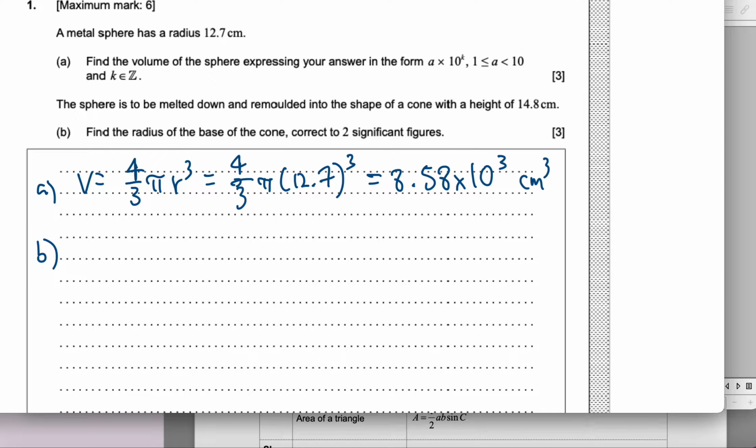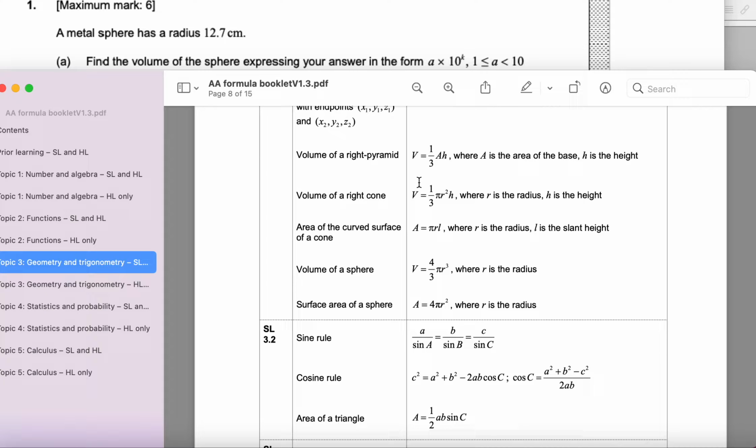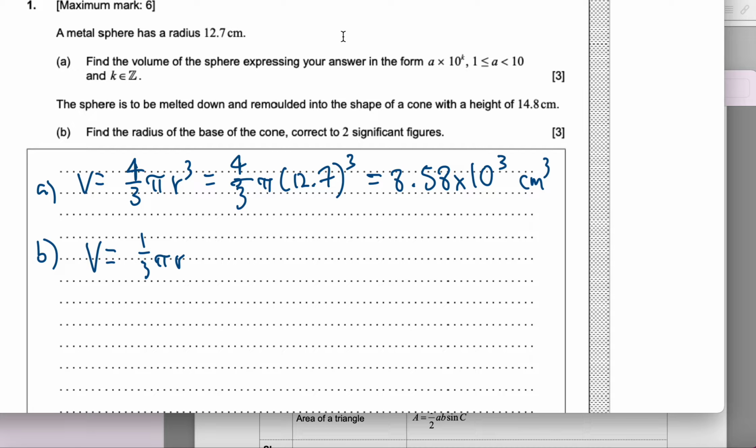there's a cone. Okay, so if you don't know the volume of a cone, you can come here, volume of a right cone, and we should write that formula down. V is equal to 1/3 pi r squared h. Okay, and now it's just a matter of using the volume from the part A, because if it's remolded, just melting this and then using the same material. So you should hopefully recognize that this volume just needs to be carried on from part A. So 8.58 times 10 cubed.